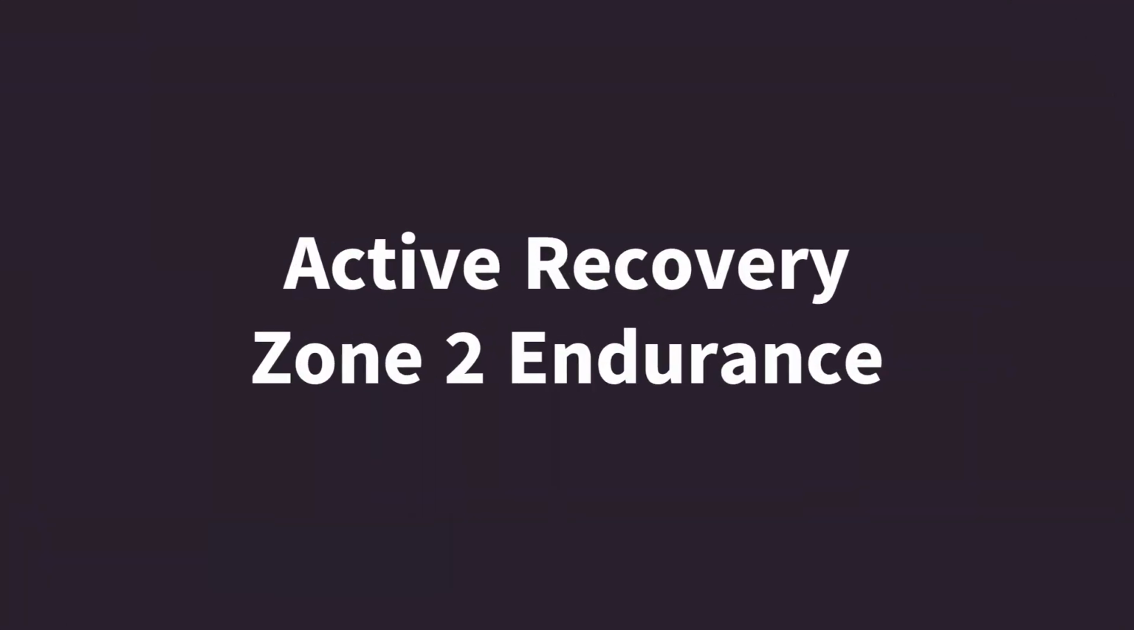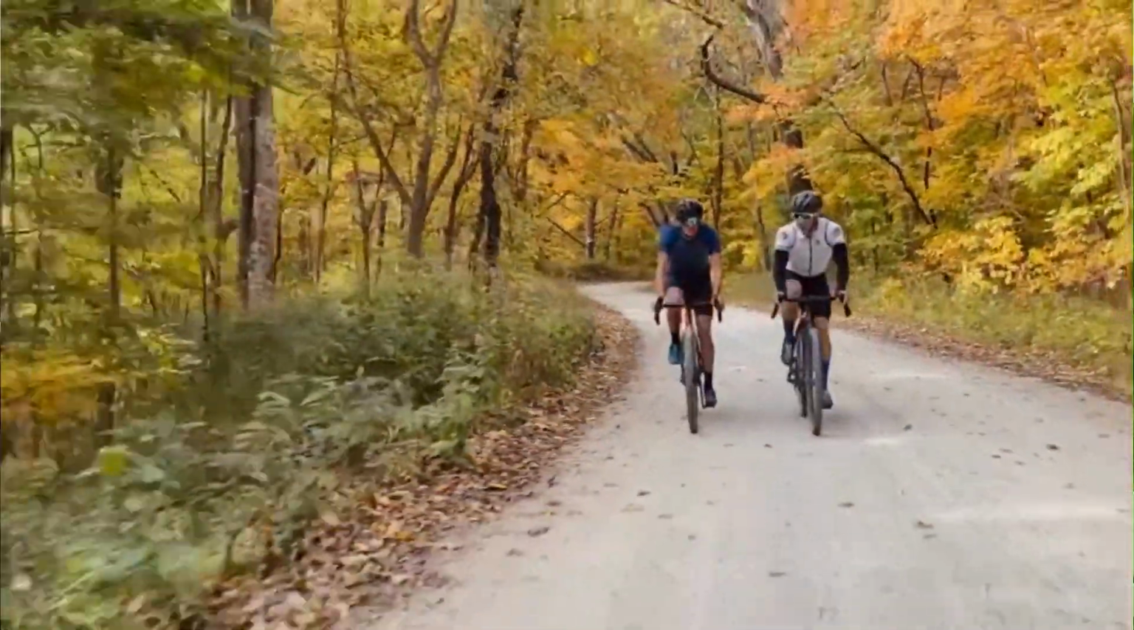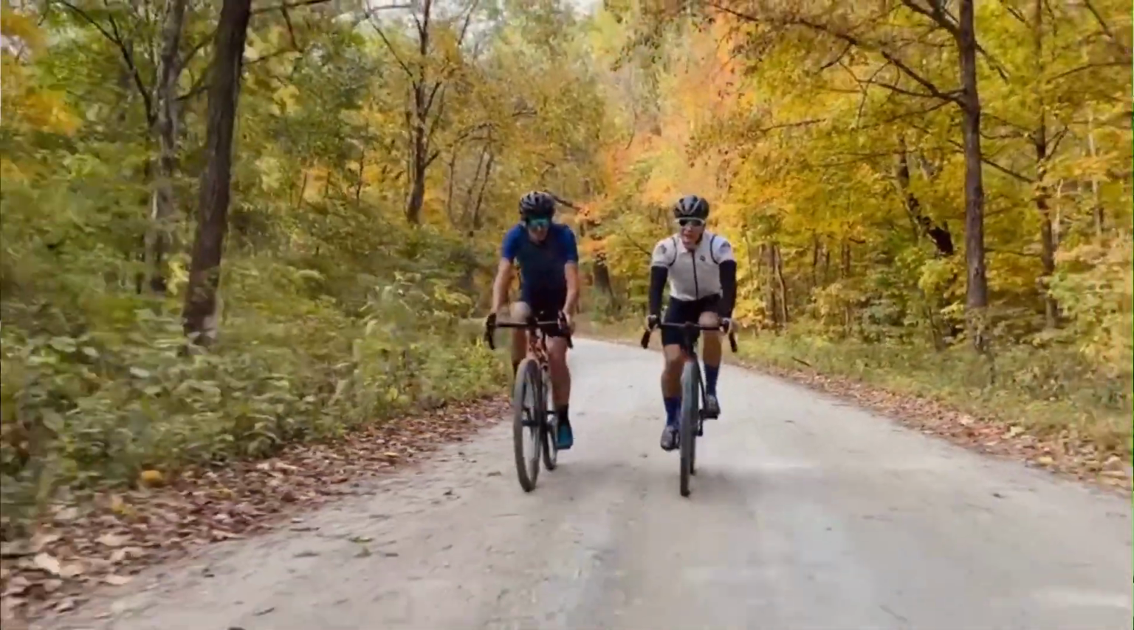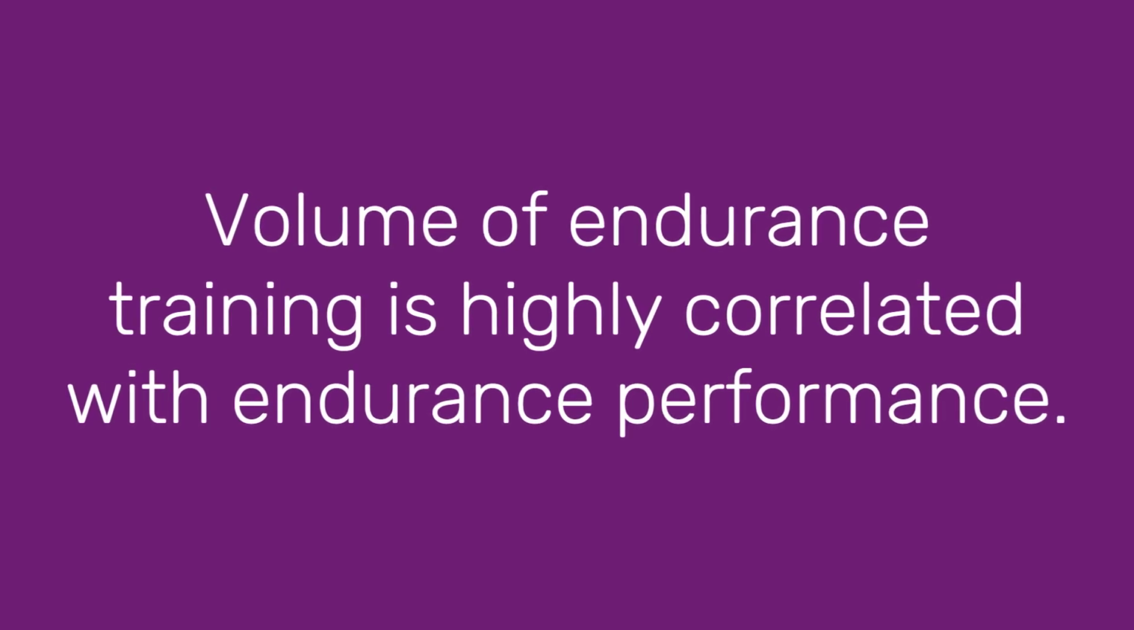So starting with the first physiological zone, this includes active recovery and zone 2 endurance. This is the zone where we have a lot of fat oxidation. This is the zone where we have a lot of max performance gains actually associated with the volume. And this is where we can also build up a lot of training stress without inducing a lot of physiological stress. So it's a really great zone. So a lot of people who facilitate or are big proponents of the polarized method say do a lot of zone 2 training, and I 100% agree with them, as volume endurance training is highly correlated with endurance performance.